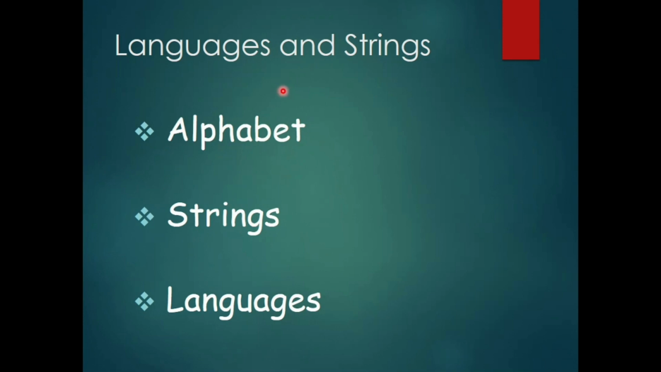Languages and strings. These three entities, alphabet, strings, and languages, are the most important concepts in the entire course. Or in other words, I would say the entire course revolves around these three entities: alphabets, strings, and languages, and all these three are interdependent on each other. So let us look into each one of those in detail.